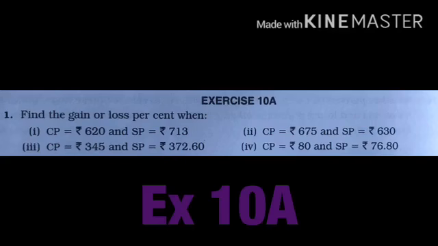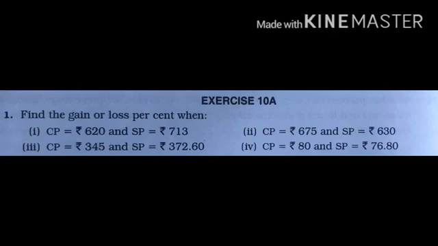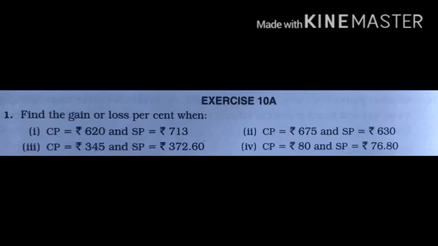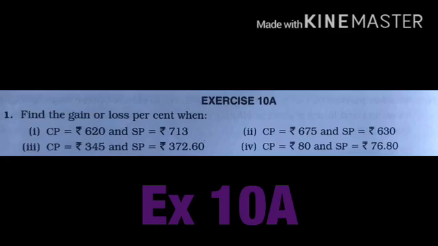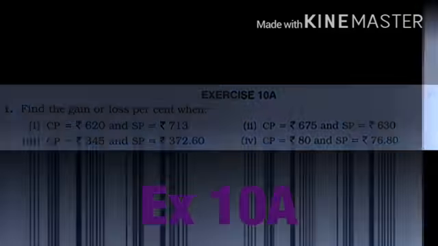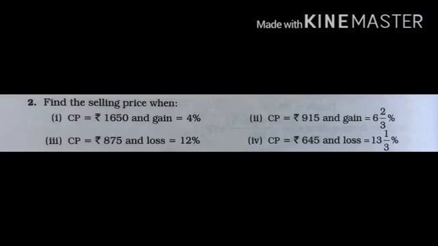Now the fourth part. Cost price is 80 and the selling price is 76.80. Then there is a loss because the cost price is greater than the selling price. So loss is equal to CP minus SP. You have to find your own answer. Now, question number 2.